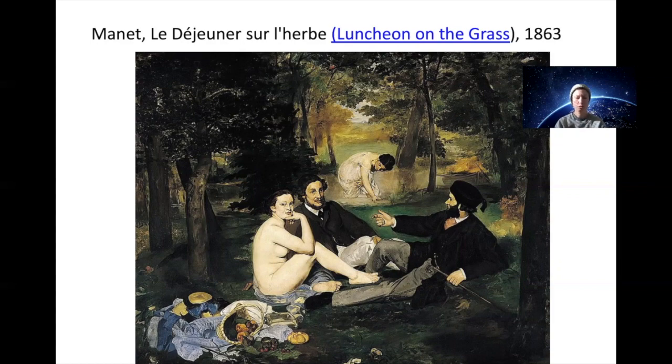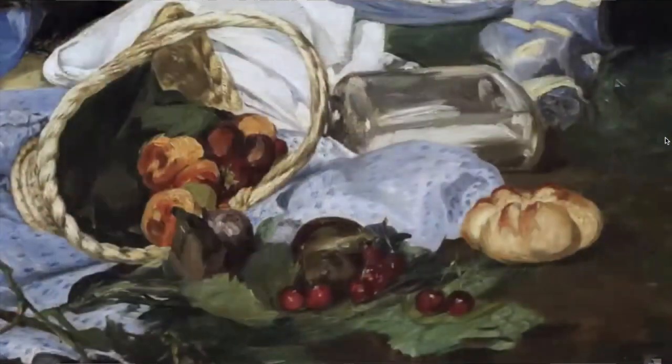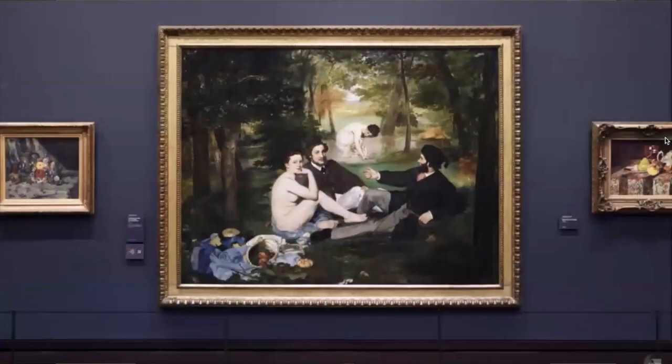A lady goes for a naked lunch with some friends in a park and stirs up controversy. What do you think this painting is about? Who do you think the woman is looking at? Where does your eye go to first? Is there a focal point?